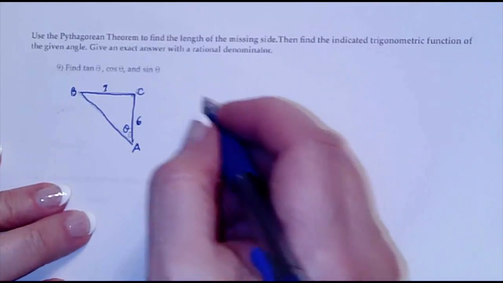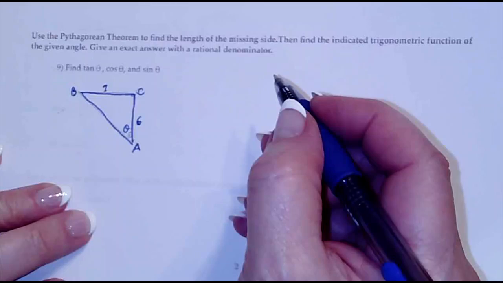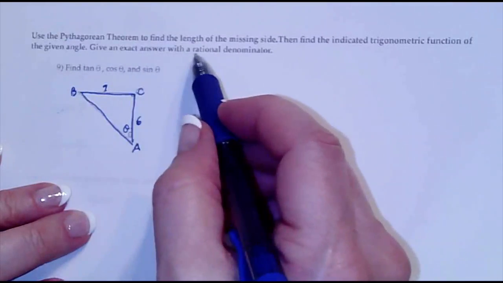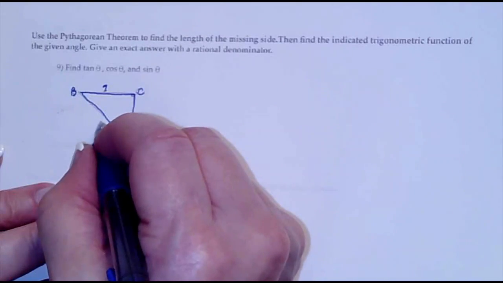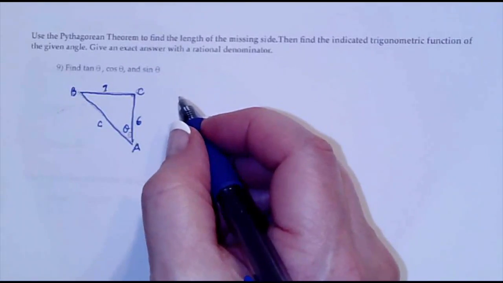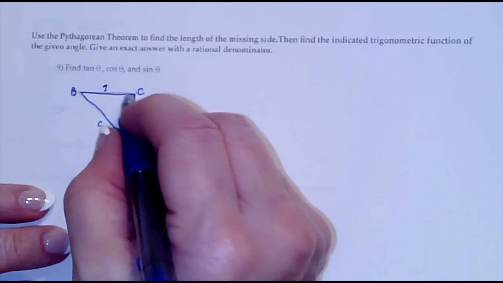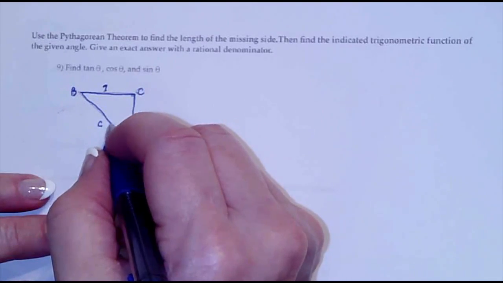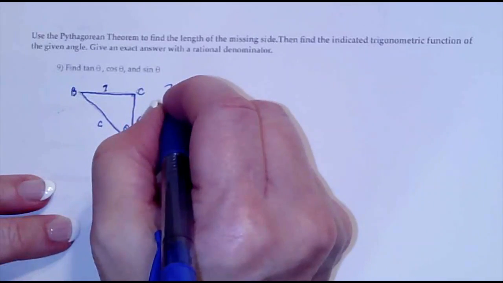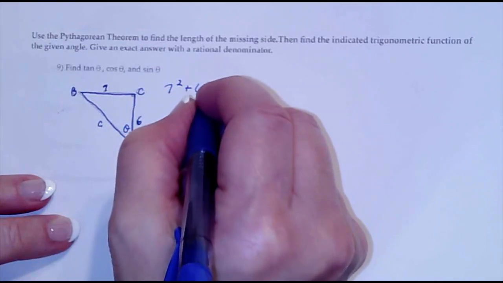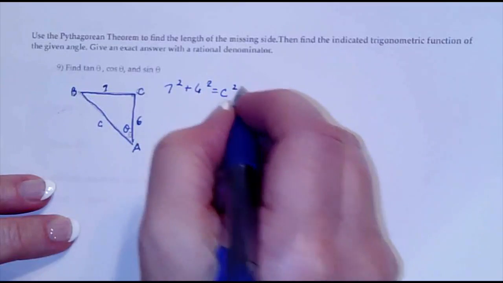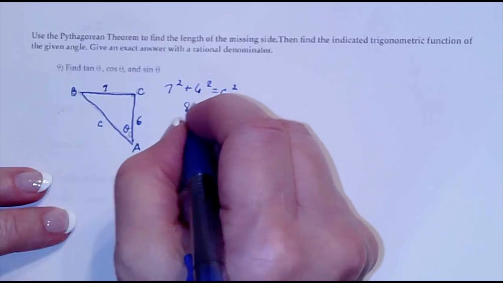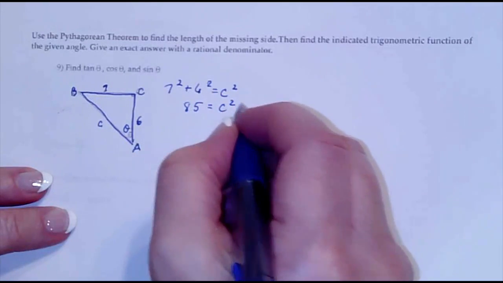Okay, so that's a little better. That's supposed to be a 7. So we're going to use the Pythagorean theorem. It even tells you in the problem: use the Pythagorean theorem to find the length of the missing side. So this is our missing side over here, C. How do I find C? The Pythagorean theorem says square the legs, add them together, and that's going to be the hypotenuse squared. So we have 7 squared plus 6 squared equals C squared. 49 plus 36 gives me 85, so C squared equals 85.